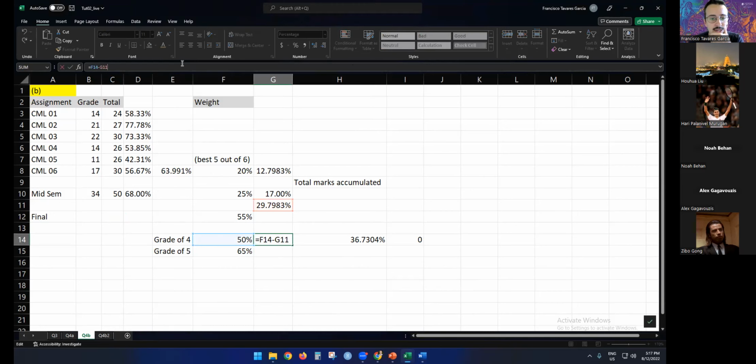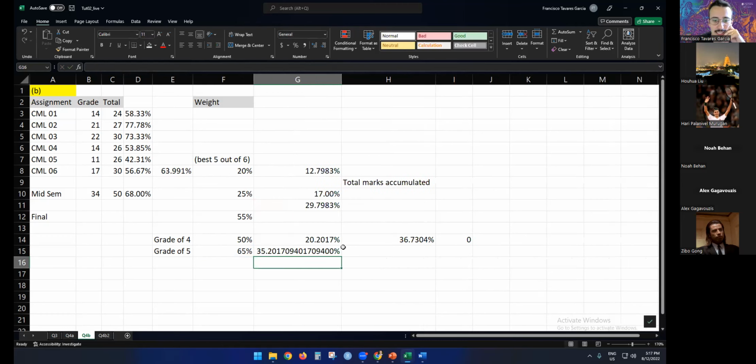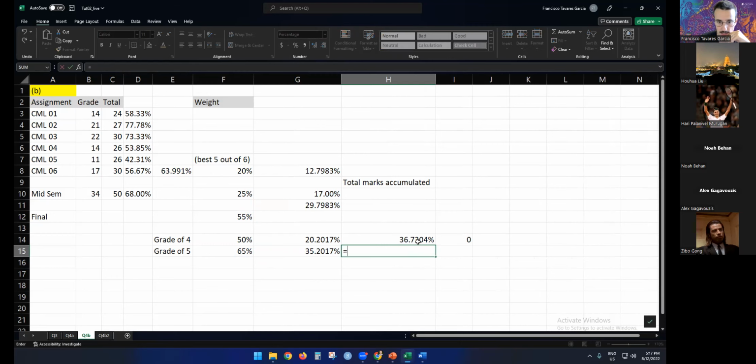So what did we do here? How much we needed for a grade of 5, same stuff. We need 65%, and I'll subtract what I already have. This is much harder, as you can see. We need to get 35 out of this 55%, which means this divided by that means you need to do pretty well in that exam. 64%, almost 2/3 of it.